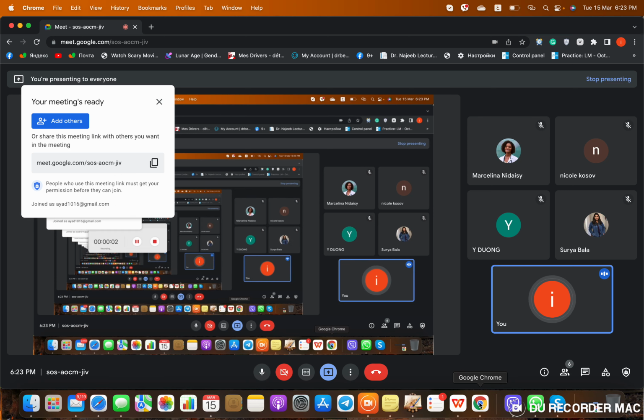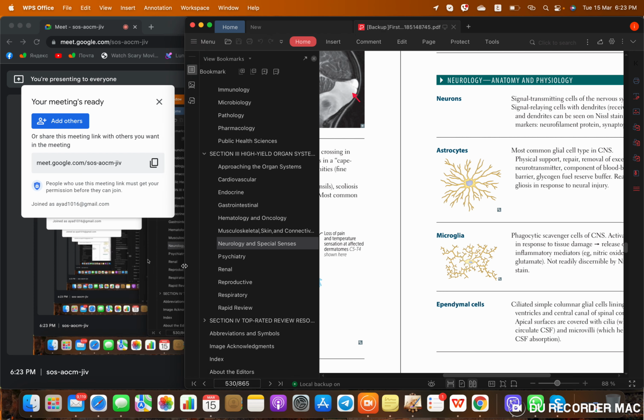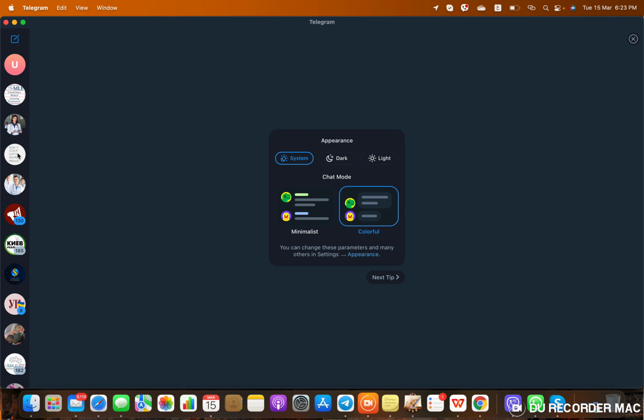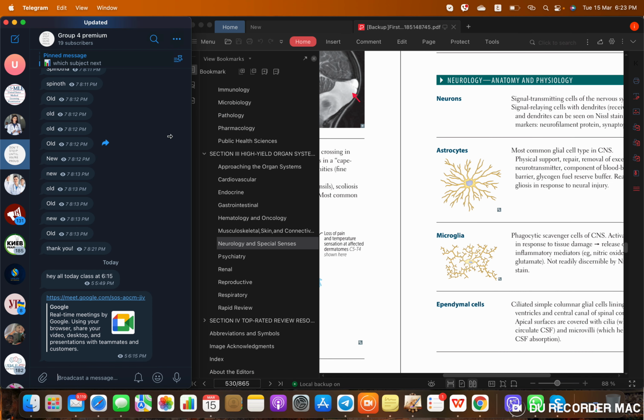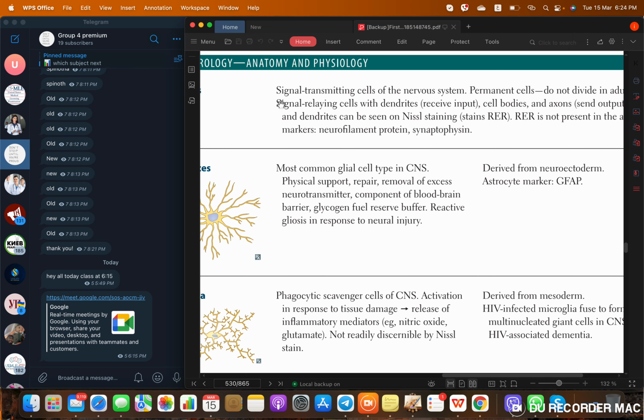We are going to continue our session regarding the physiology of the CNS. The first thing to speak about is the neurons. As you remember, neurons are cells that basically do not proliferate. They are a permanent type of cell, like cardiac cells, neurons, and also the musculoskeletal cells. So, neurons: their function is that they are the single transmitting cells of the nervous system.